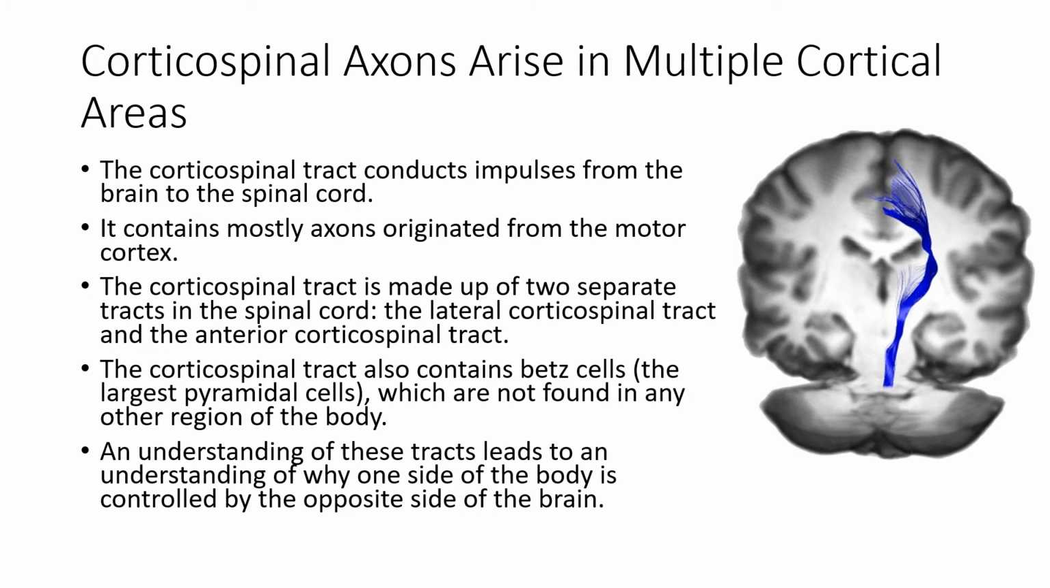Corticospinal tract also contains Betz cells, B-E-T-Z, the largest pyramidal cells. That's a test question I've seen before as well. So largest pyramidal cells of Betz, which are not found in any other region of the body. An understanding of these tracts leads to an understanding of why one side of the body is controlled by the opposite side of the brain.